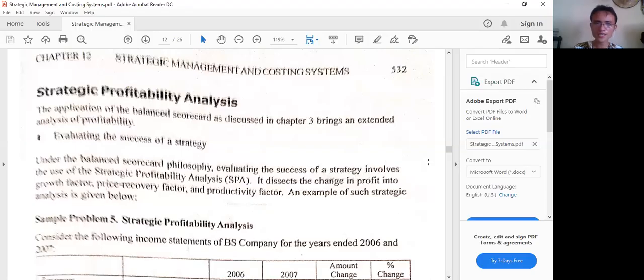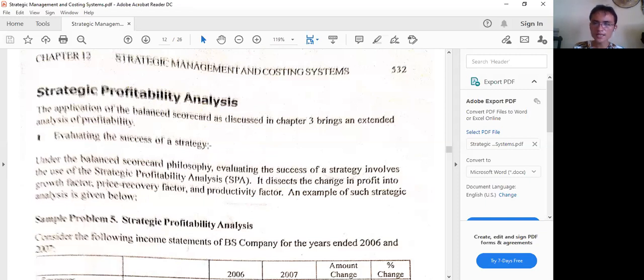To continue, this is now the SPA or strategic profitability analysis that I've mentioned a while ago. SPA is not special power of attorney, that's law. This is management advisory services. So that's strategic profitability analysis for internal reporting purposes and for management. So the purpose of this one really is to evaluate the success of a strategy.